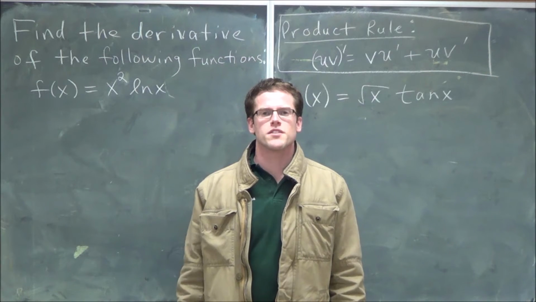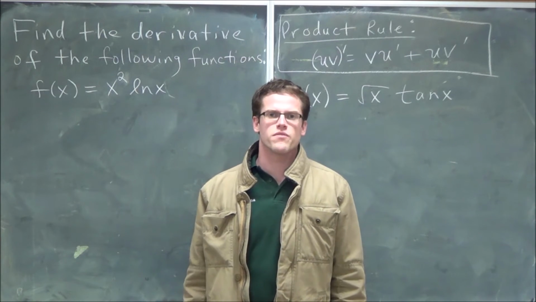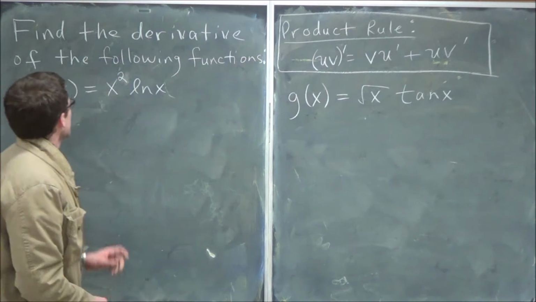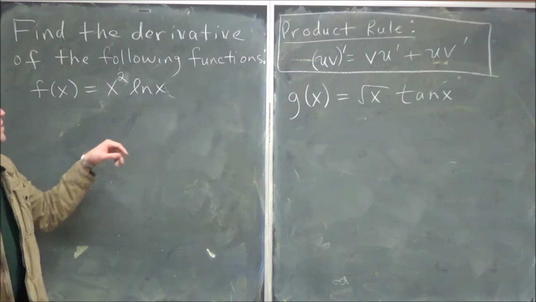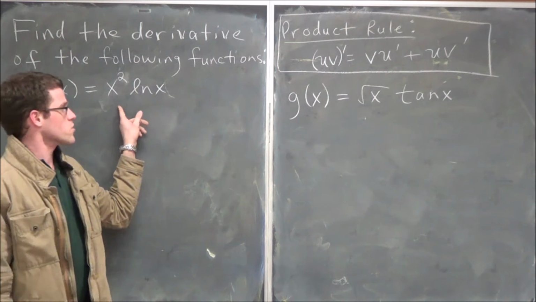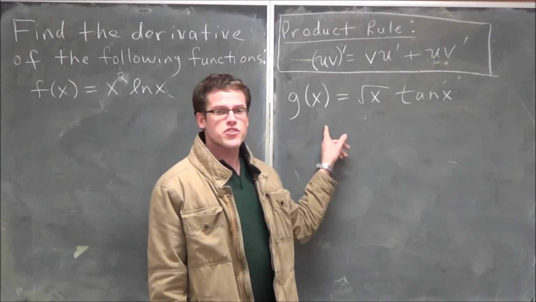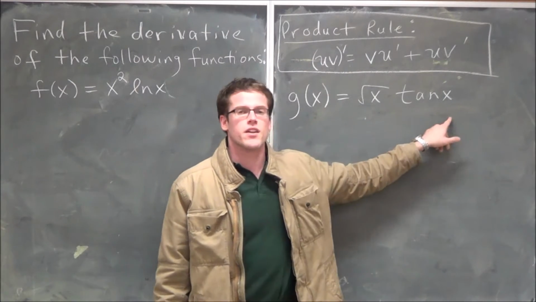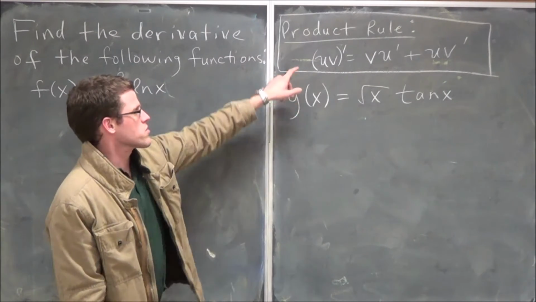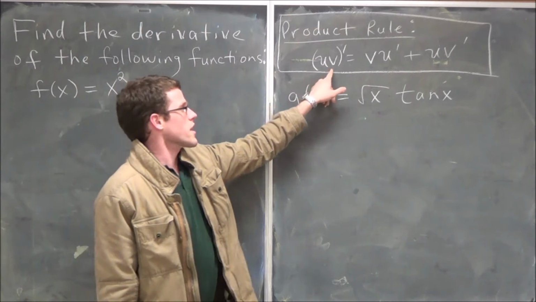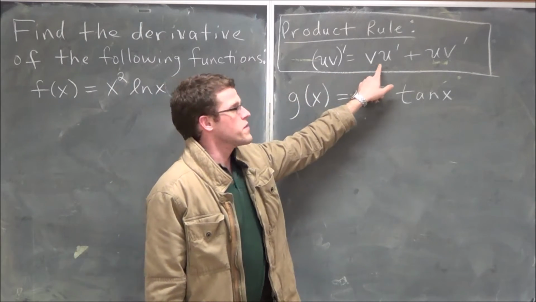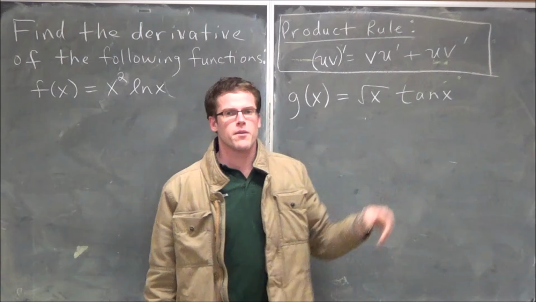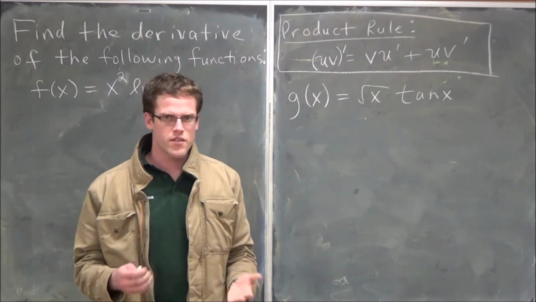Today I want to take a look at using the product rule to find derivatives. So we have: find the derivative of the following functions. We have f of x equals x squared times natural log x, and we have g of x equals radical x times tangent x. For both of these problems, we're going to use the product rule, which states that (uv)' is equal to vu' plus uv'. And remember, the prime symbol just means find the derivative.